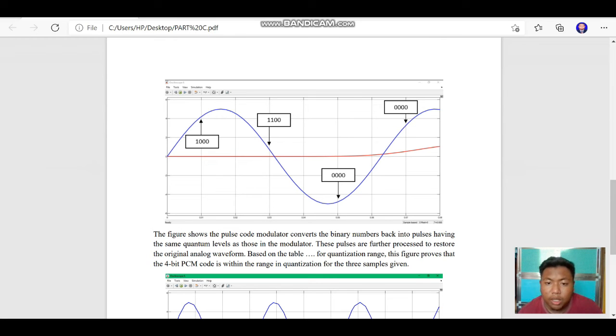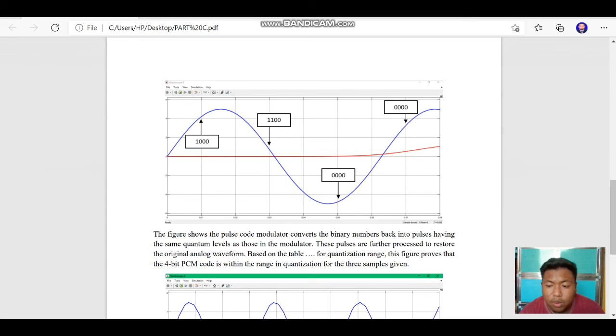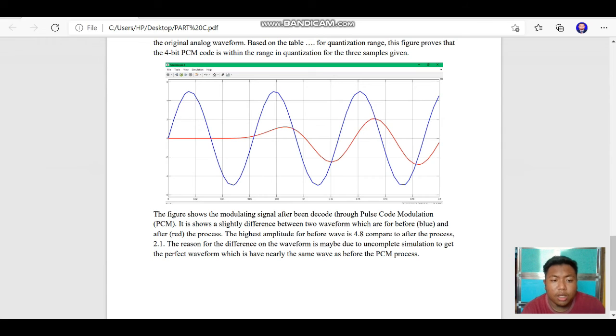So here is the waveform. Blue is for before and red is after. So next we go to the last waveform. From this waveform, it shows the modulating signal after being decoded through the PCM modulation.